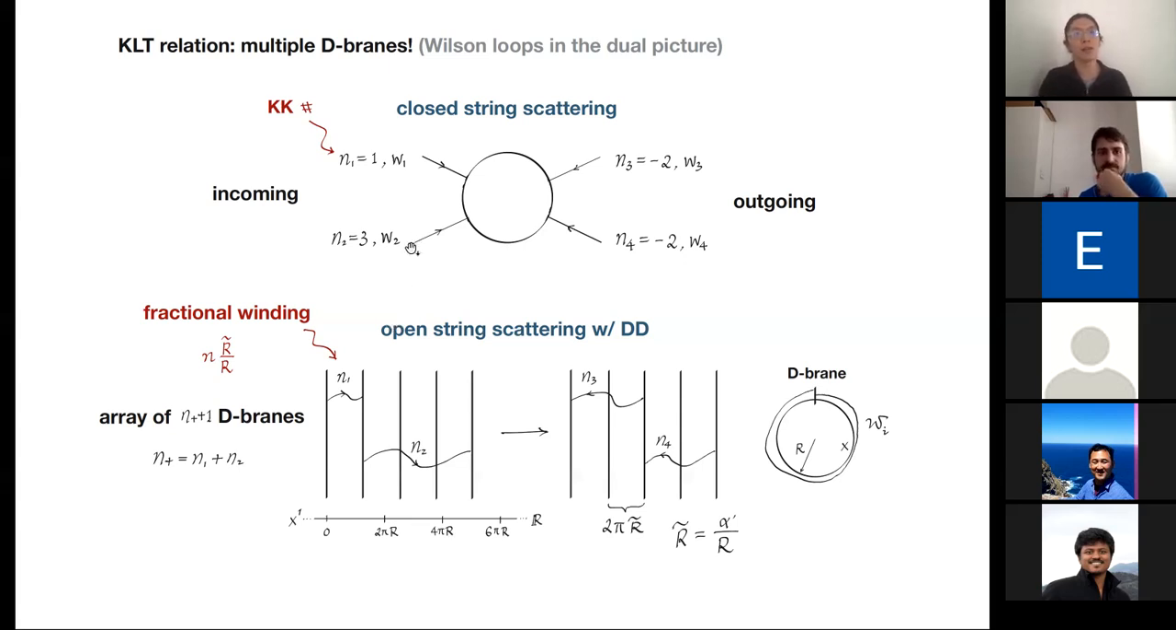And the conservation law of these closed string momenta is now realized by open strings splitting and joining on the D-branes. So this is a very simple picture, but after doing this, you can indeed establish a simple KLT relation for winding string amplitudes.